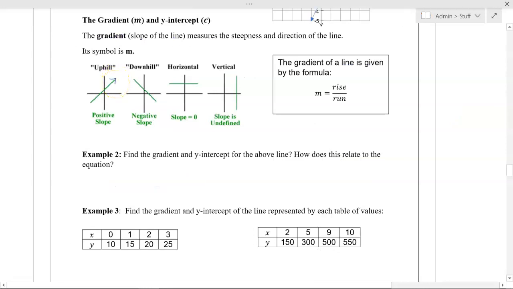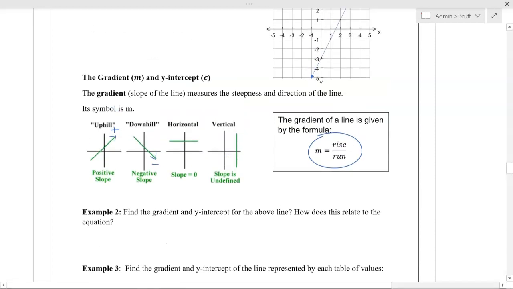Now recall, a gradient is positive if it goes uphill. Downhill, it'll be a negative. If it's flat, it'll be 0. And if it's vertical, it's undefined. Our formula for our gradient is rise over run.